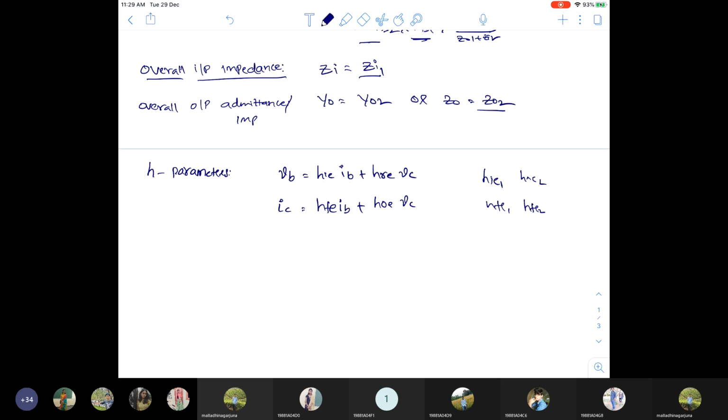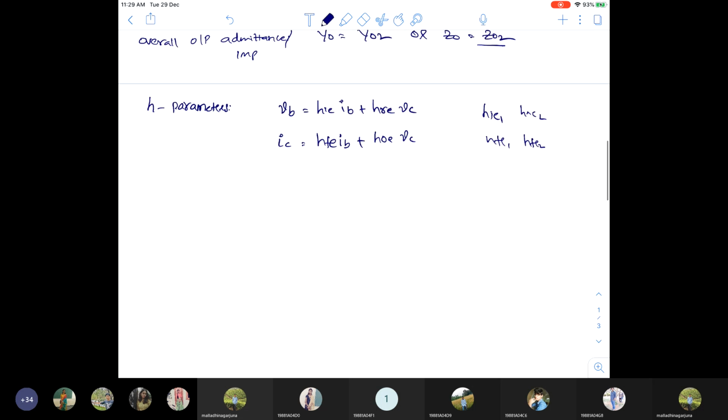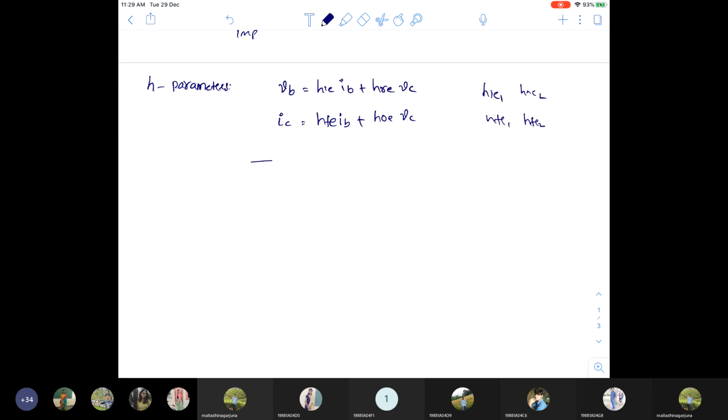On this H parameter model, the circuit we can draw like this. This is the circuit model. Okay, H parameter model. So this is 1 by HOE, VC, HFE IB, and this is HRE VC. This is HIE. The current is IB. Okay, this is the H parameter model for a single transistor.